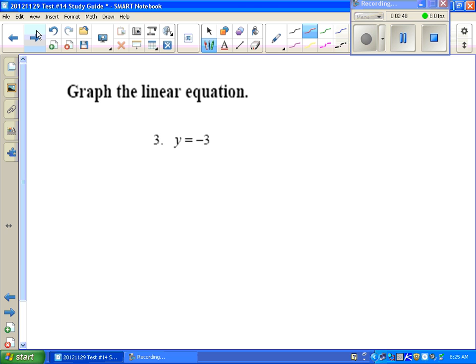Number 3 says graph the linear equation y equals -3. Now this one doesn't have mx plus b form. In fact, you can't see an x at all. So we know that this is our y-axis again, just like from number 1 to number 2. Its value is -3. That means we plot a point at -3. Y's value is also going to be -3 at this point, and at this point, and at every point that you can possibly come up with.